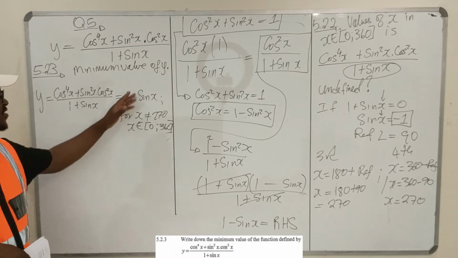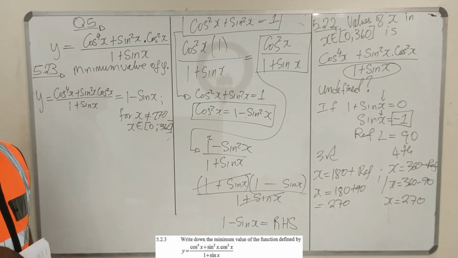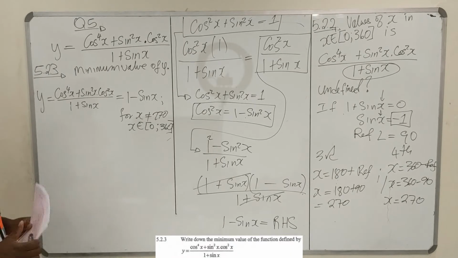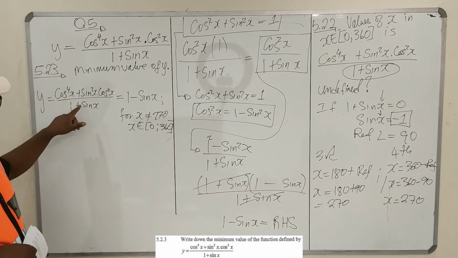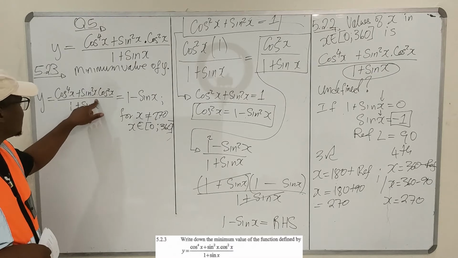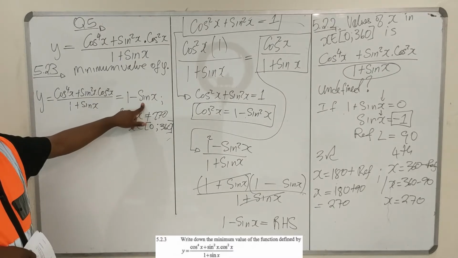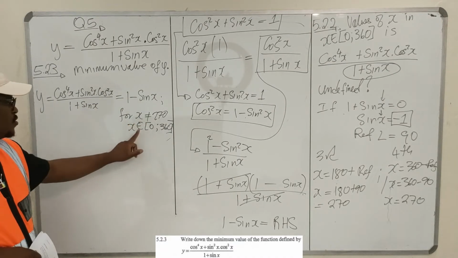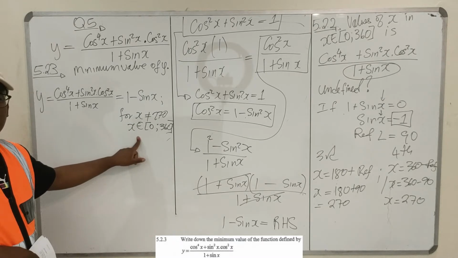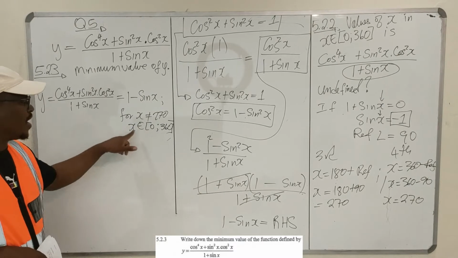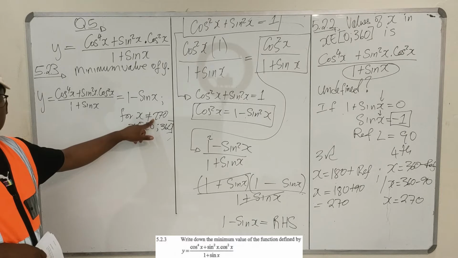Then whatever I get there, I'll extend it to the entire domain. So I'm saying that these two, this and this, are equal for x not equal to 270 on this interval. They will be equal anywhere here except for that point, right?